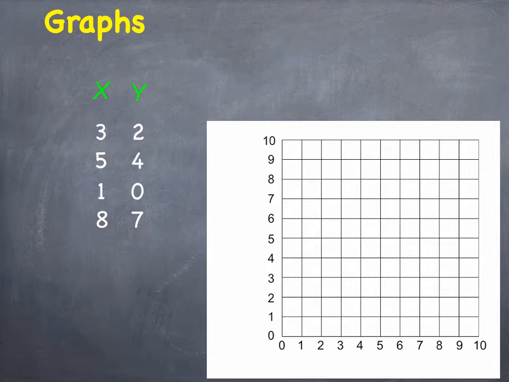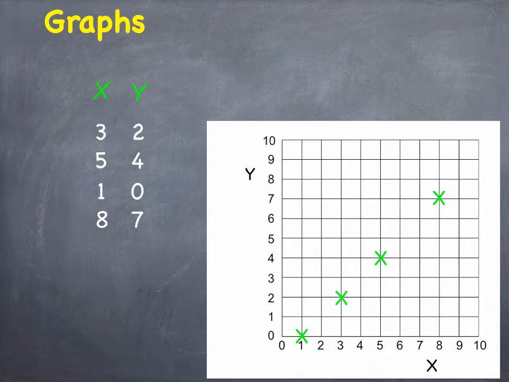On the graph, the X values go across the bottom and the Y values are up the side. Let me put the points on the graph. First 3, 2, 5, 4, 1, 0 and 8, 7. Again, it's a straight line pattern, but it's a different straight line this time.